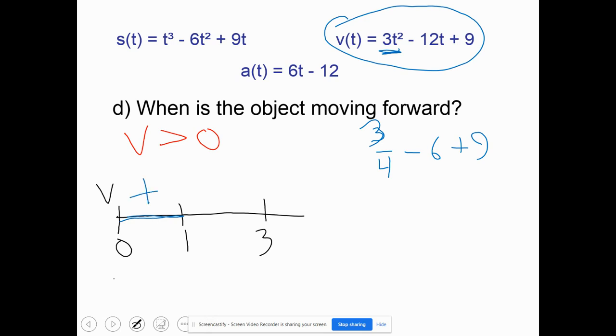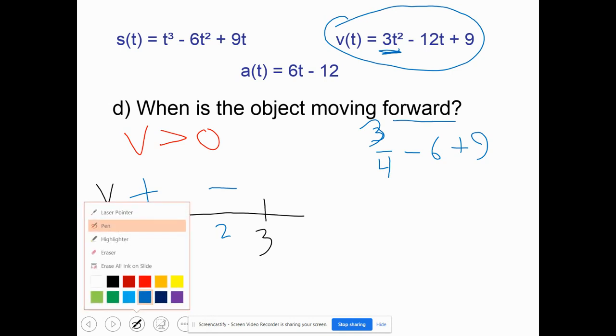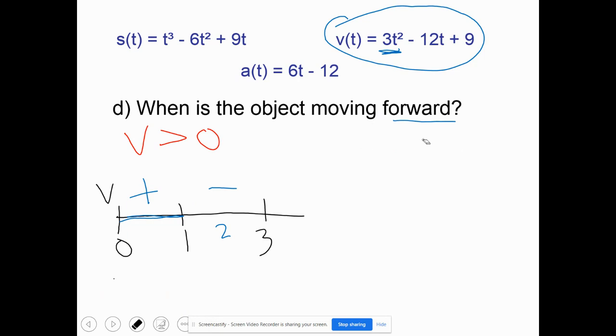So that tells me when I started at 0, when I went up to a time of 1 minute, I was moving in a positive direction. All right, my object was moving forward. Between 1 and 3, maybe 2 would be the best number to pick. Again, you can plug it into the velocity function. It should give you a negative back, which means from the time of 1 to 3, you're going backwards. And then finally, take a number greater than 3, plug that into your velocity formula. And you should get a positive back.